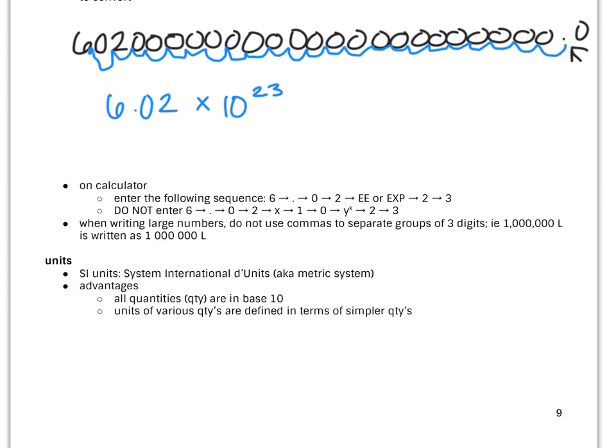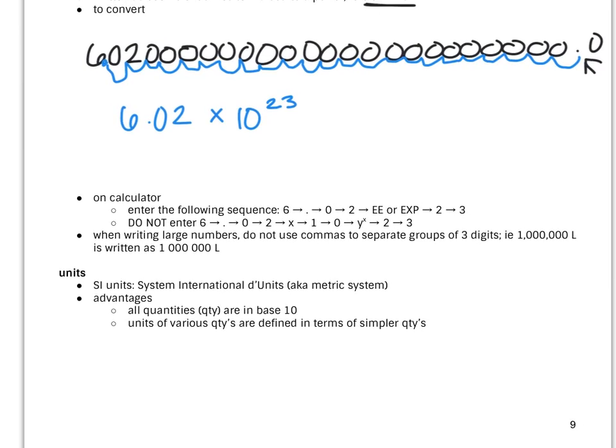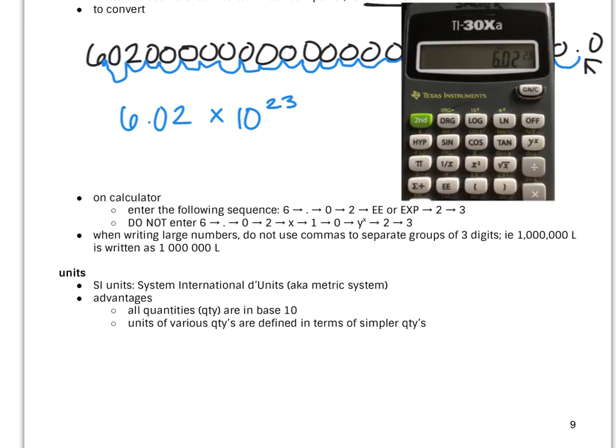So if we were going to be entering Avogadro's number in the calculator, you would type it in this sequence: 6, and then a decimal, and then 0, 2, and then depending on your calculator, you either have a button that says EE or EXP. You hit that button and then type 23, and it'll put them in the exponent position. So your calculator could look something like this after you type it in. This is the good way to do it. Okay, this is the correct way. We're going to circle it in green because it is correct. Okay, this is good.